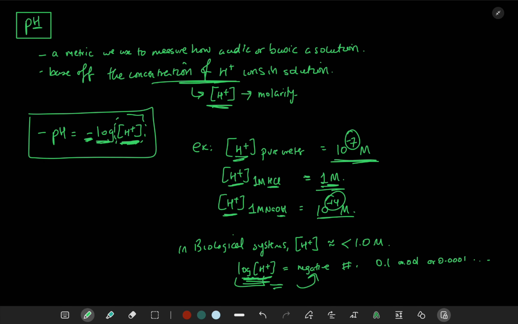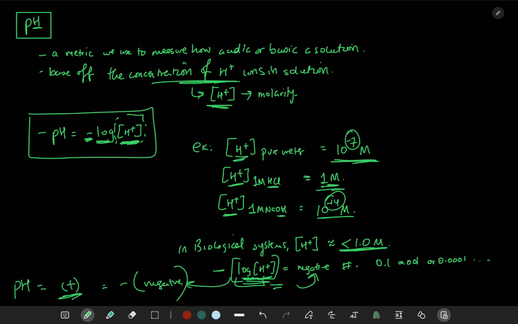So that's why we negate, or add a negative sign, because this right here will be a negative, because most biological systems have hydrogen ion concentration less than 1 molar, meaning it's a decimal. This is going to punch out to a negative. So if you put a negative around a negative, that's going to allow us to have a positive, just the laws of math. It's going to net a positive, so that means pH will be a positive. So that's why the formula is the way it is.